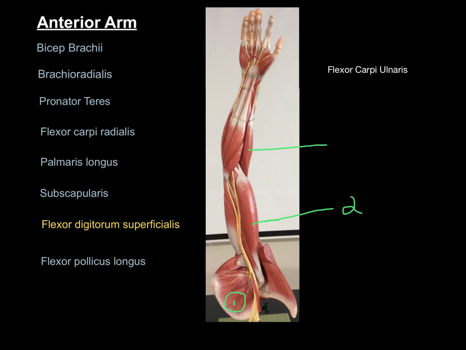Number 3 in my picture. Remember, this is the guy I like to start with as a point of origin when I'm working through the arm. This is my brachioradialis.